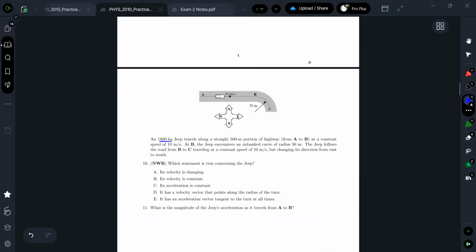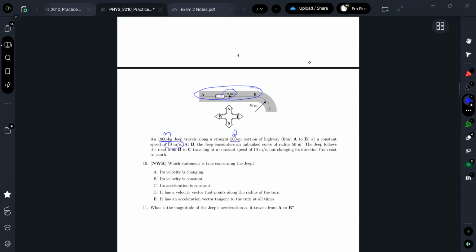I should probably look at the original statement for the problem first. A Jeep travels along a straight 500-meter portion. I don't necessarily know what to label that. Maybe it's a distance, maybe it's x. From A to B. Okay, so that's up here. If I'm not given a picture, this is the picture I should be drawing already, at a constant speed of 10 meters per second. So I should be adding that if I didn't have a picture.